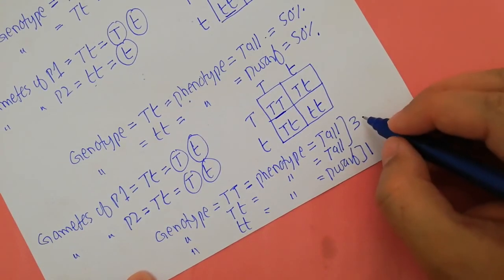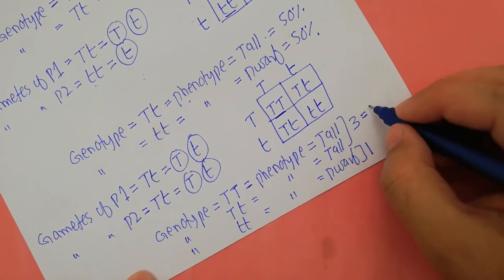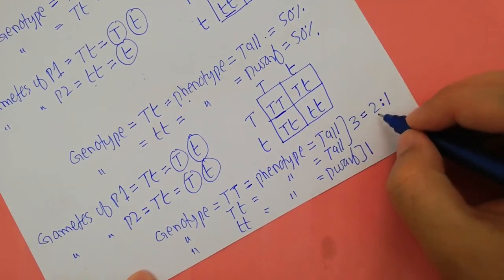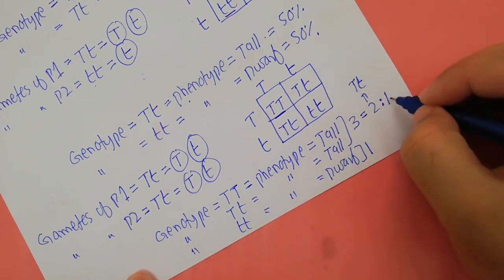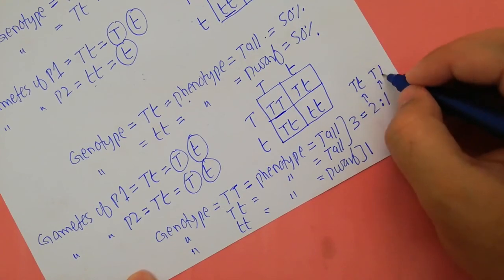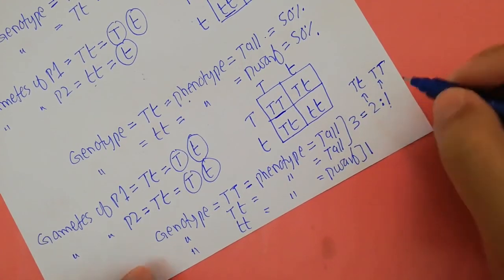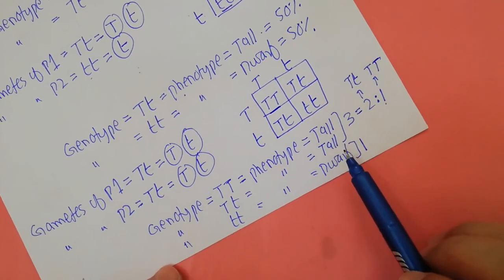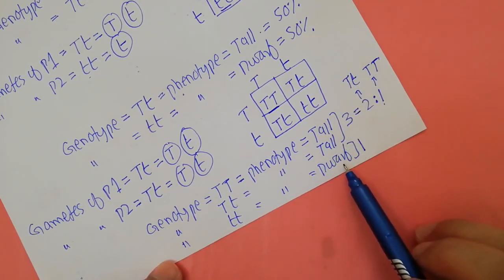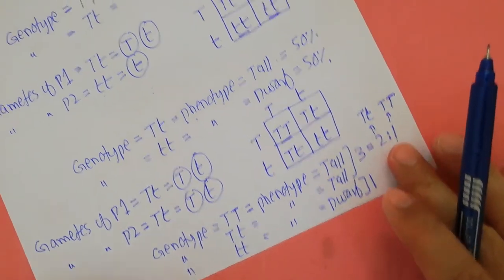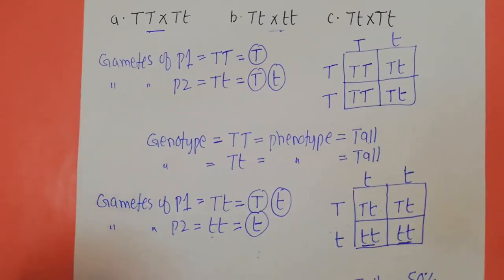Although among these 3 talls, if you look at the genotypes, their genotypic ratio will be 2 to 1, because these 2 are the capital T and the small t, and this one, the capital T and the capital T, makes this one. So if you talk about the phenotypes of these offspring, you will be getting 3 tall and 1 dwarf plant. So this is how you are going to solve the problems on the Mendel Law of Segregation. We'll continue this in the next video.